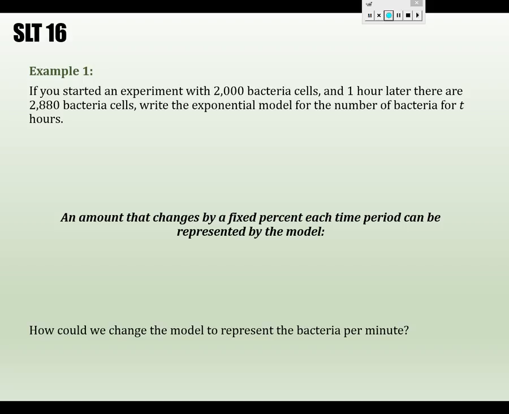Okay, are you back here? So it says if you start an experiment with 2,000 bacteria cells, perfect. We've just been doing that over the last day, and an hour later there are 2,880 bacteria cells. Write the exponential model for the number of bacteria for T hours. So there are a number of ways you could reason to what the growth rate is over an hour. So maybe we should share out even from people out in the class. I don't know, maybe there are a couple different ways to do it.